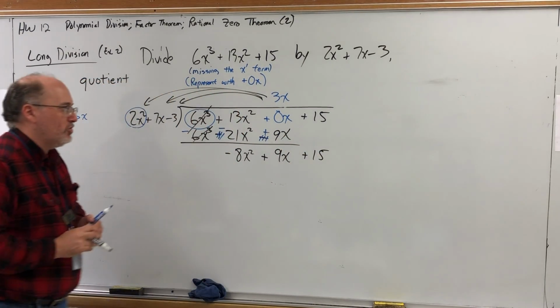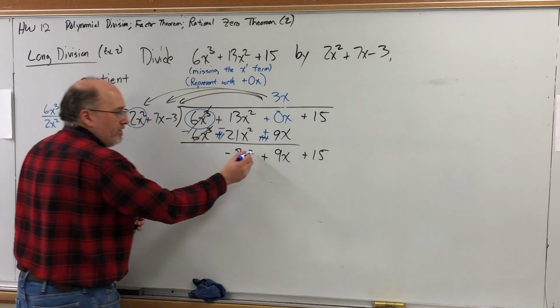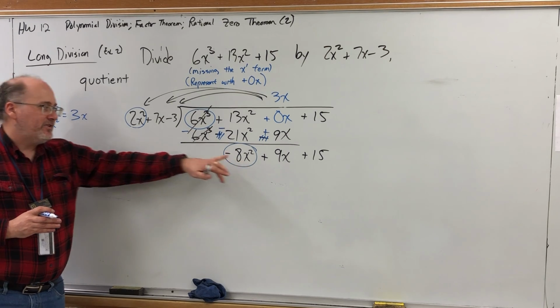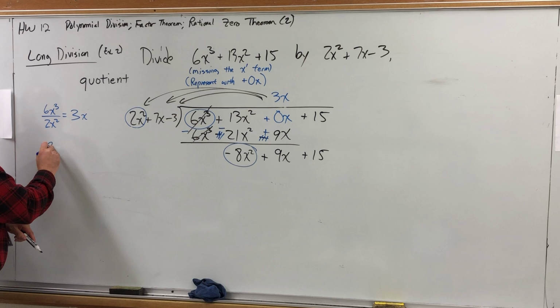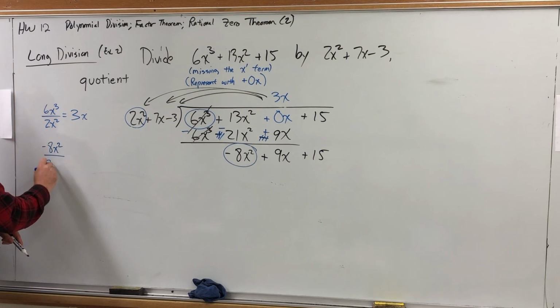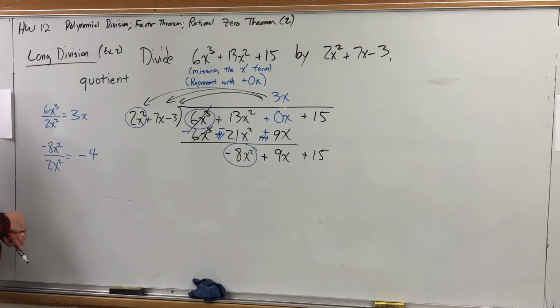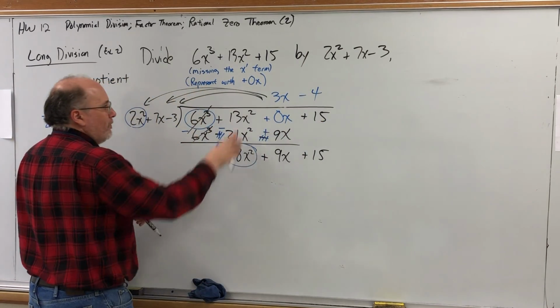Once you've brought down the last term, you only have to go through one more time. So let's do it again. And remember, you set it off by dividing the leading coefficient of the dividend by the leading coefficient of the divisor. So negative 8x squared divided by 2x squared. Negative divided by positive is negative. 8 divided by 2 is 4. The x squareds cancel. The next and final term in the quotient is going to be negative 4.